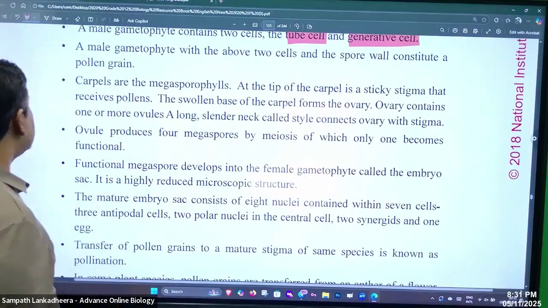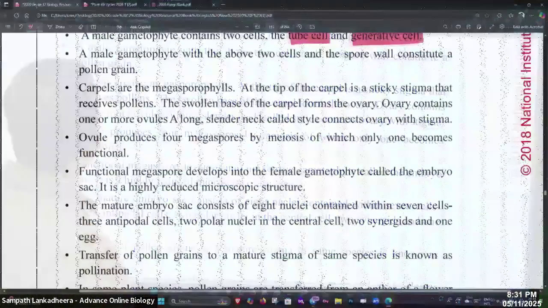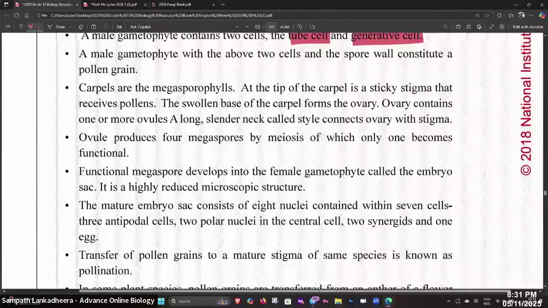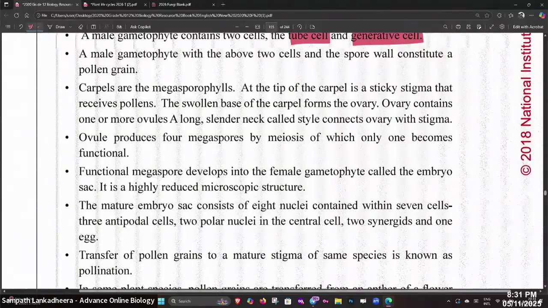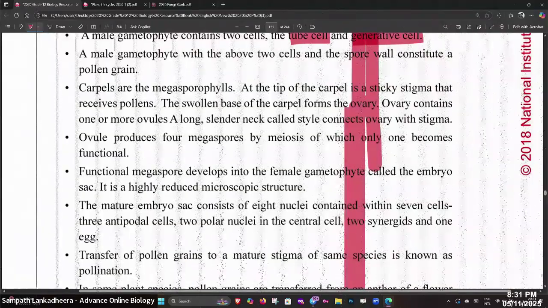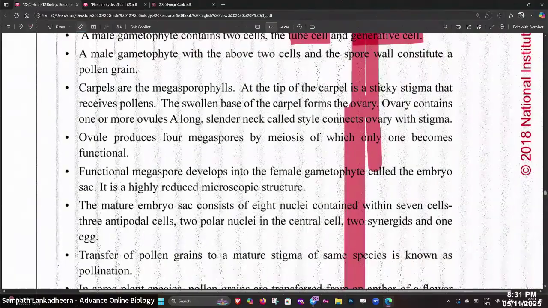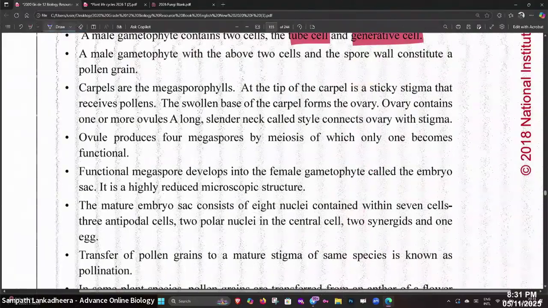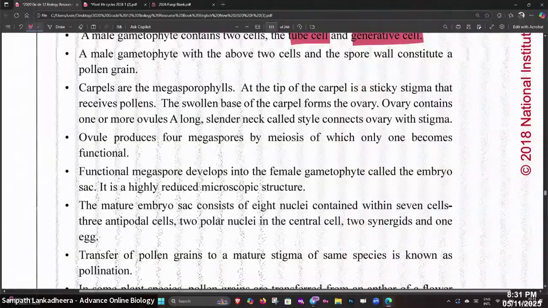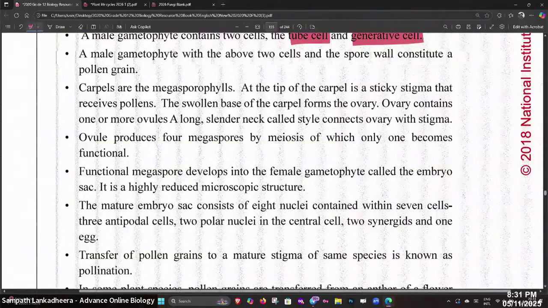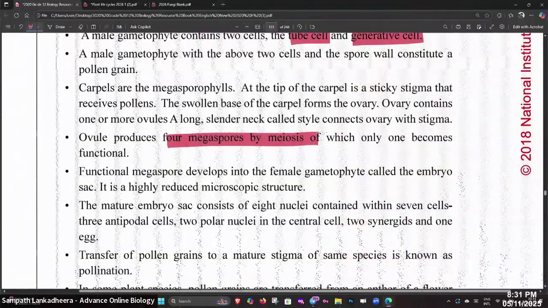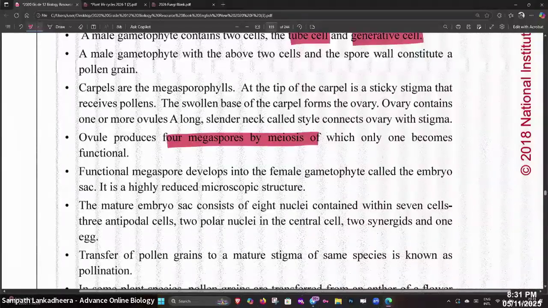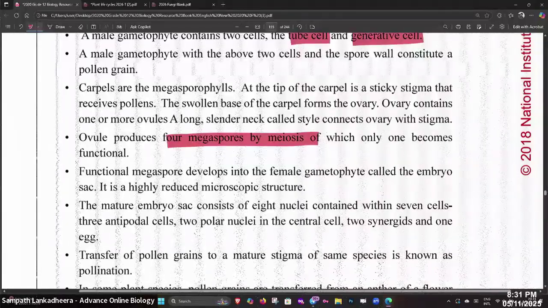Carpels are the megasporophylls. At the tip of the carpel, a sticky stigma is present. The swollen base of the carpel forms the ovary. The ovule produces 4 megaspores by meiosis. The functional megaspore develops into the female gametophyte called the embryo sac.